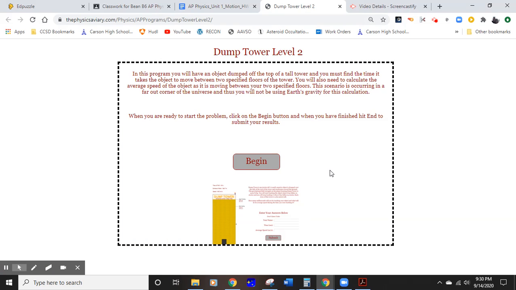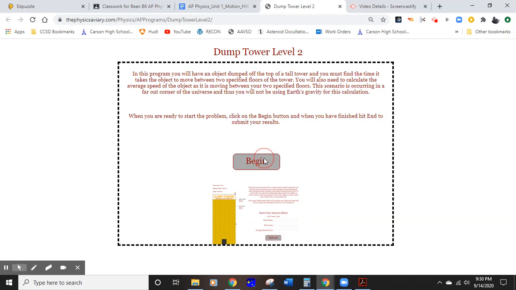So in this program, you will have an object dumped off the top of the tall tower, and you must find the time it takes the object to move between two specified floors of the tower. You will also need to calculate the average speed of the object as it is moving between your two specified floors. This scenario is occurring in a far out corner of the universe, and thus you will not be using Earth's gravity for this calculation.